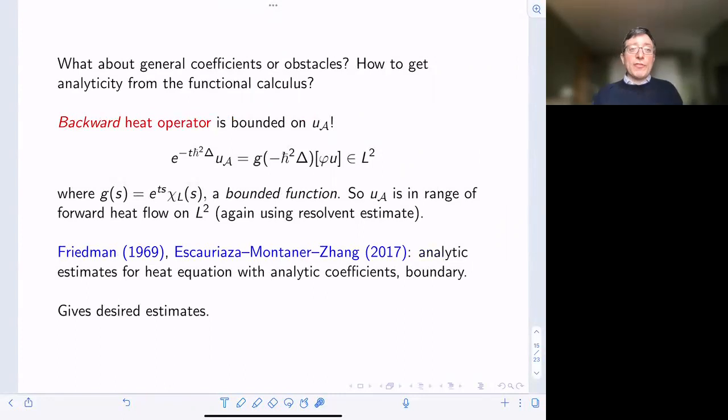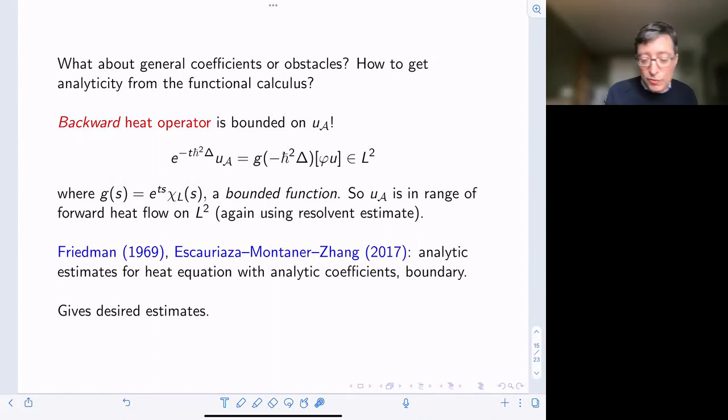Okay, so that was the flat Laplacian. That all works perfectly well if you're on flat R^n. But what if you have variable coefficients or obstacles? The Fourier multiplier strategy instantly gets a little dicier. So remember, we're still going to use the functional calculus, but now it's the functional calculus for a variable coefficient Laplacian. And so things aren't given by Fourier multipliers anymore.